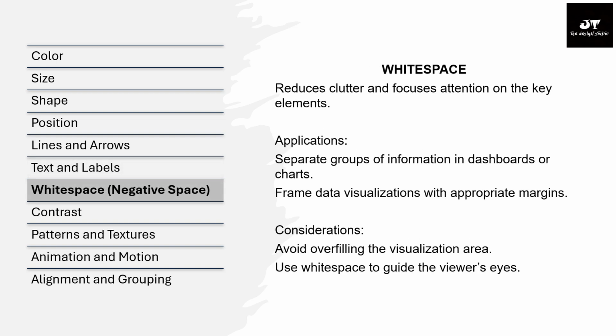The seventh cue in the order is whitespace. Sometimes it is also called negative space. Whitespace, or negative space, is crucial for reducing clutter and ensuring that the viewer's attention is focused on the most important elements of the visualization. By using margins and spacing between elements, whitespace can frame the data and make it easier to read and interpret.